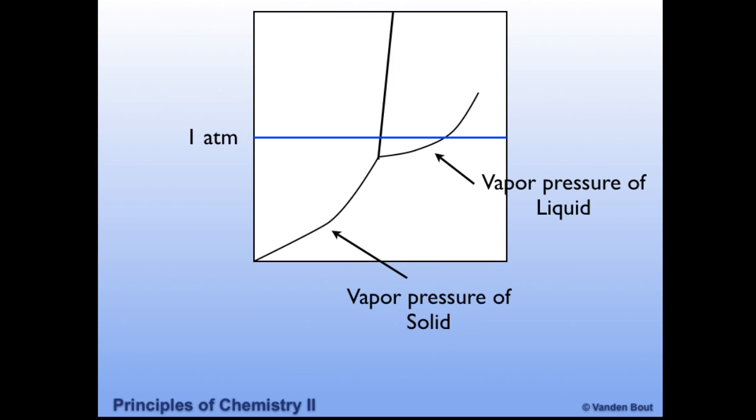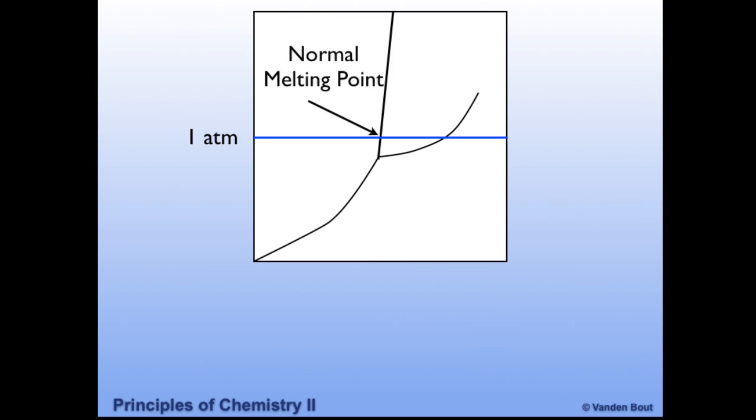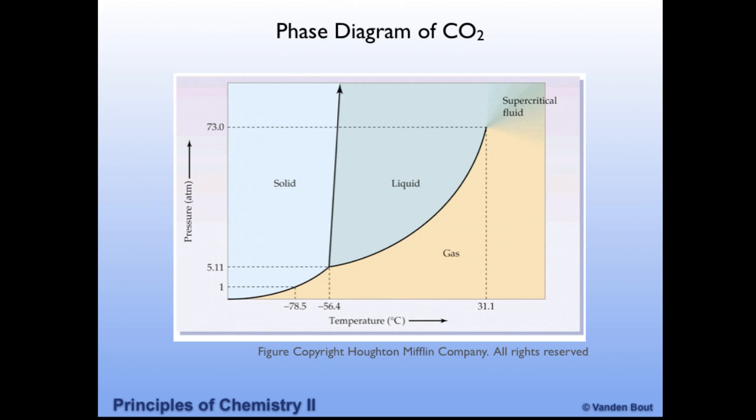And if we look at where 1 atmosphere intersects these lines, we see that where it hits the melting point curve is the normal melting point. That is, what is the temperature at which there's an equilibrium between the solid and the liquid at 1 atmosphere. And the normal boiling point is where the vapor pressure of the compound is equal to 1 atmosphere.